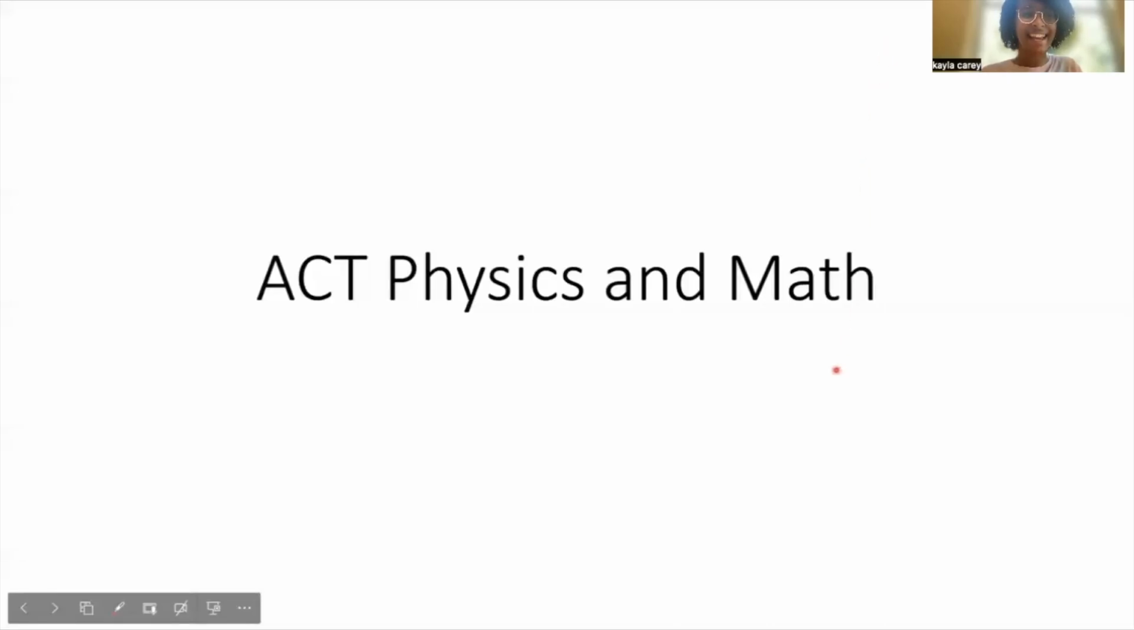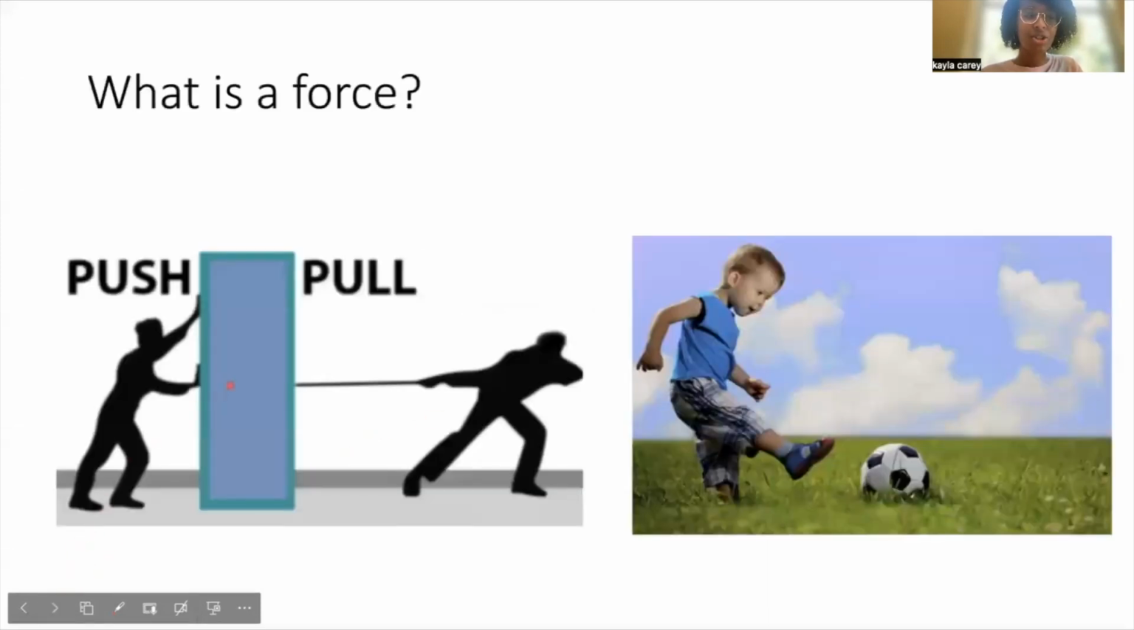On the ACT Science, it is also important that you know the basics of physics. A large part of physics is the study of forces. A force is anything that results in a push or a pull from one object to another.